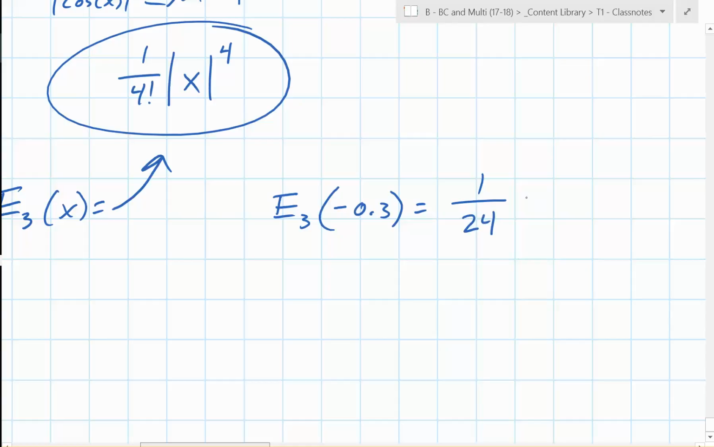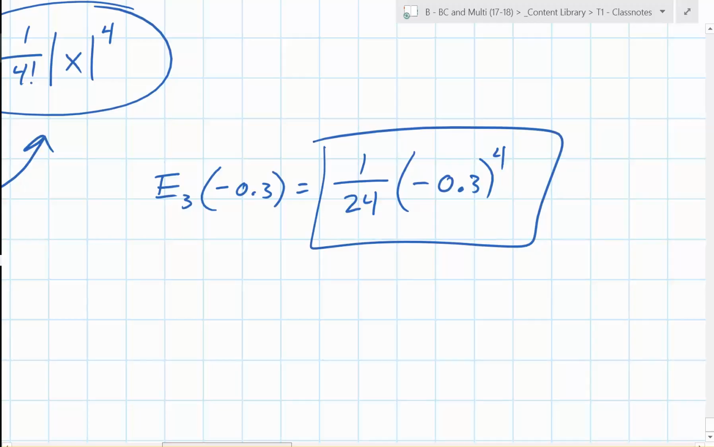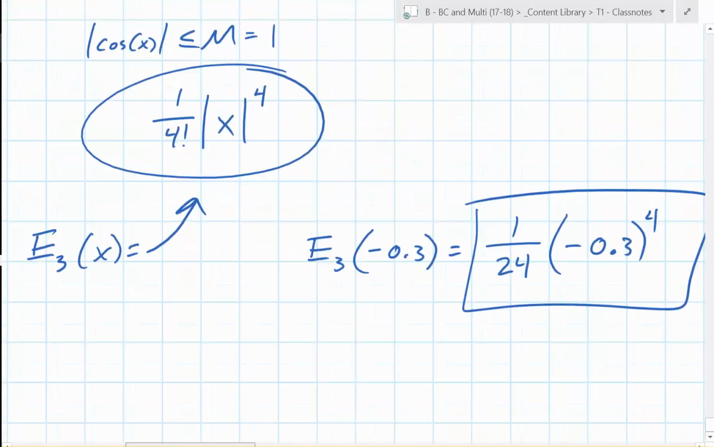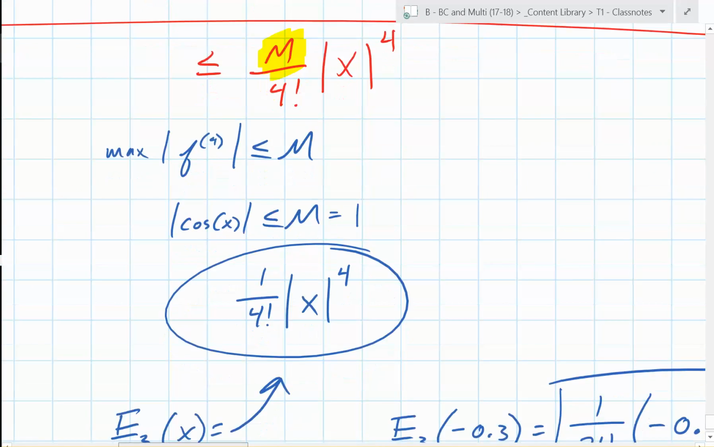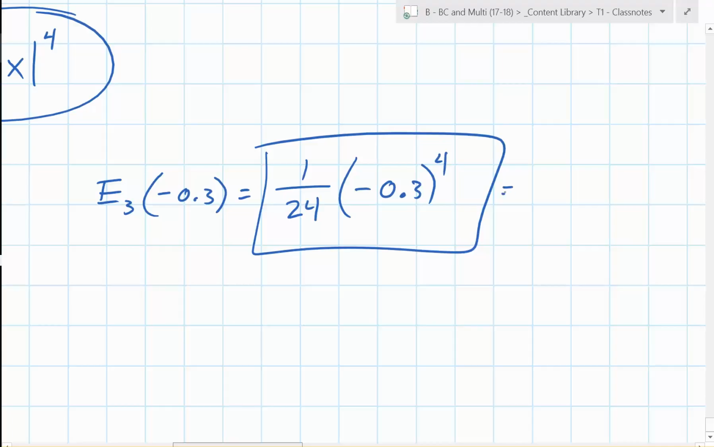24, times 0.3 to the 4th power. This right here is the maximum error of the Taylor polynomial, the third degree Taylor polynomial of cosine. Right there, that's what it would be. If you do that out on your calculator, you end up with 0.000338. That's how good our estimate would be if we had the 3rd degree Taylor polynomial approximation of cosine.